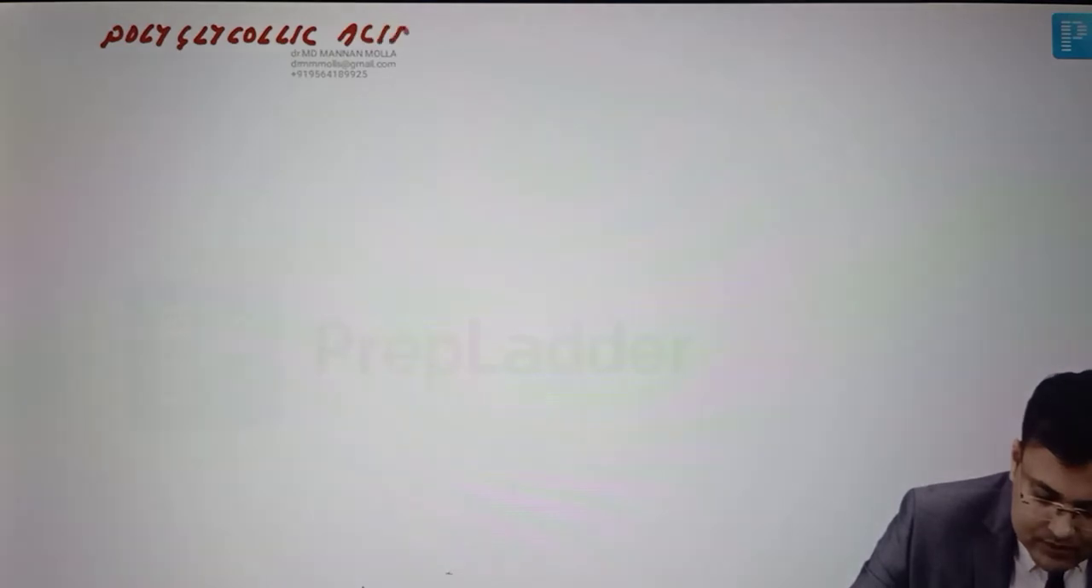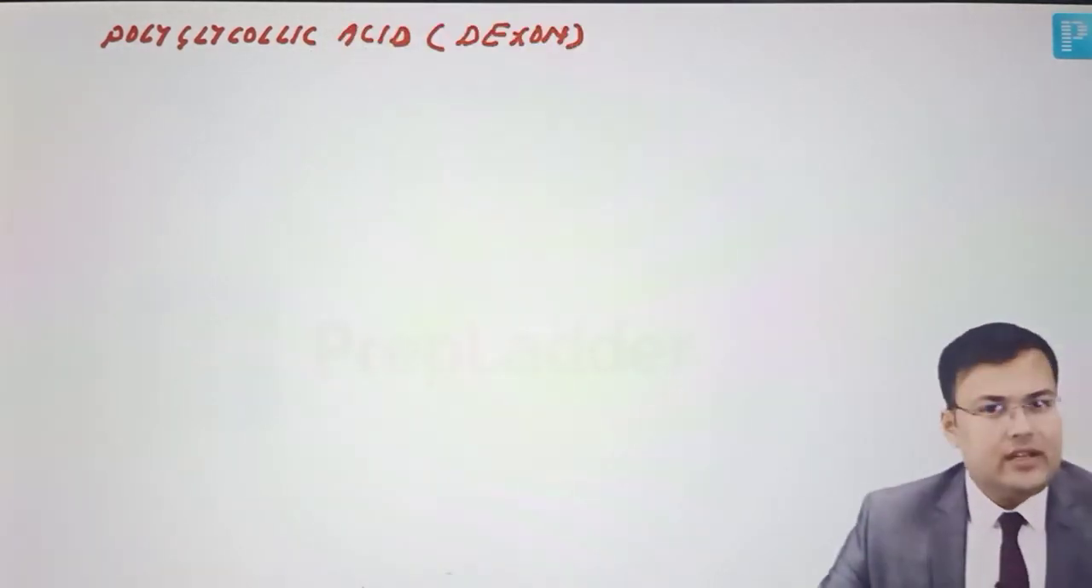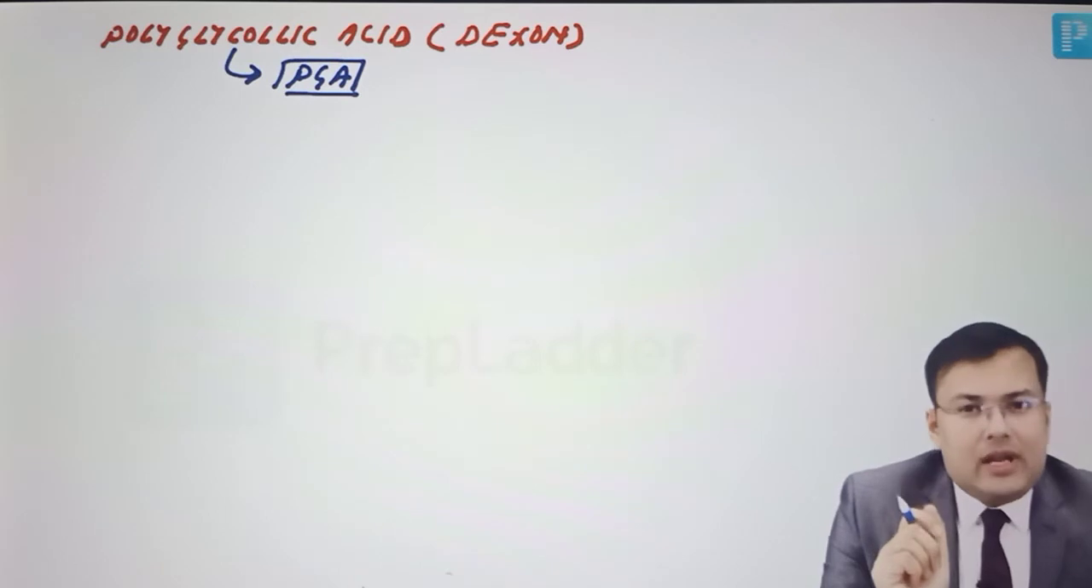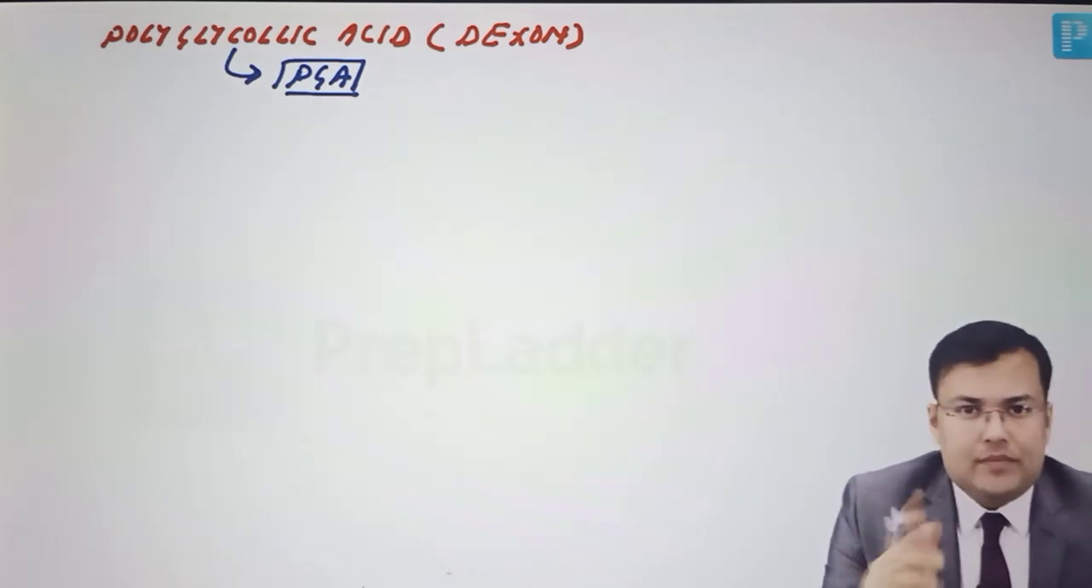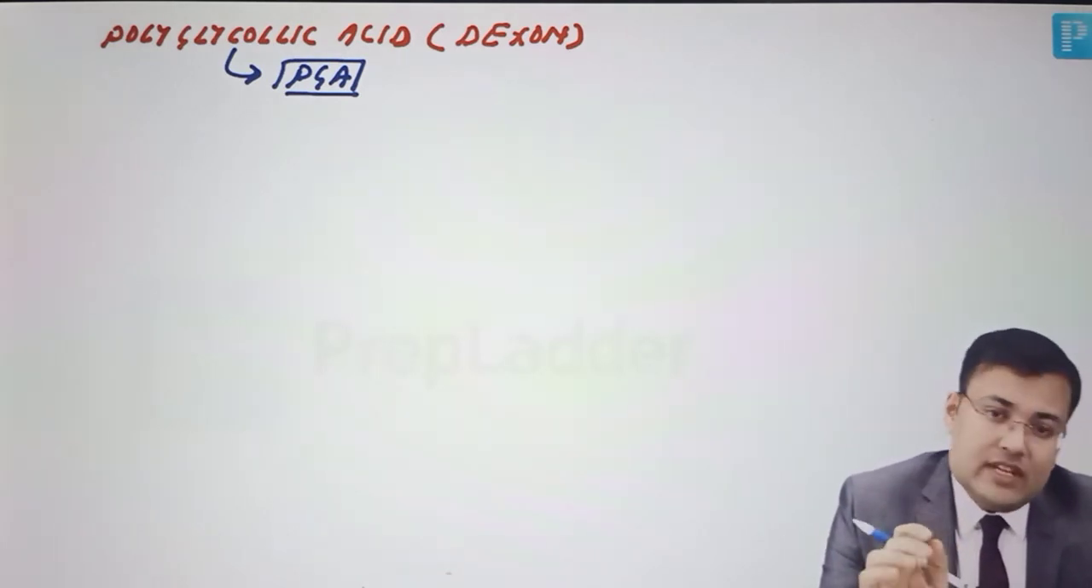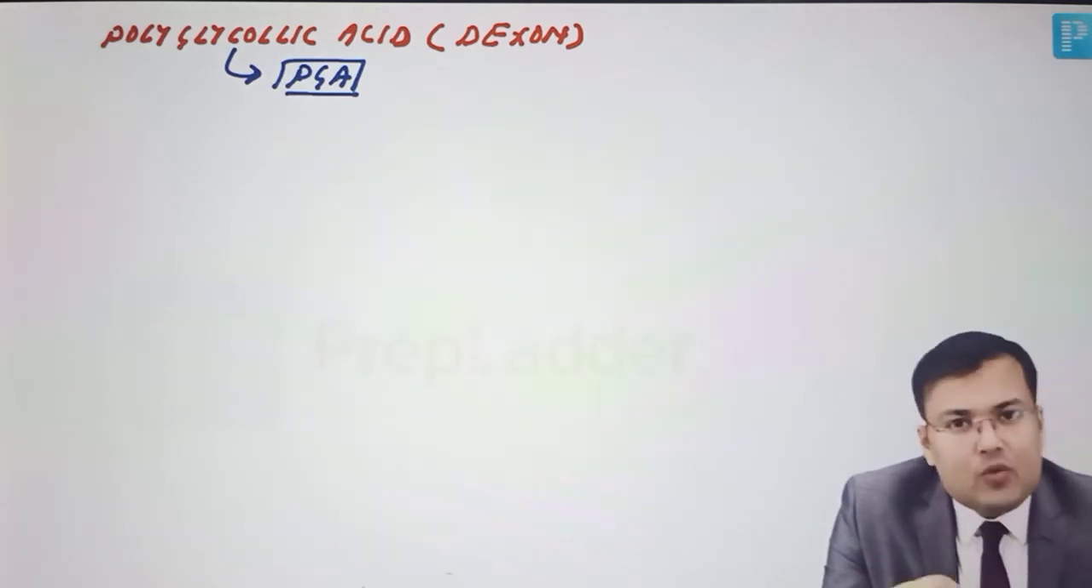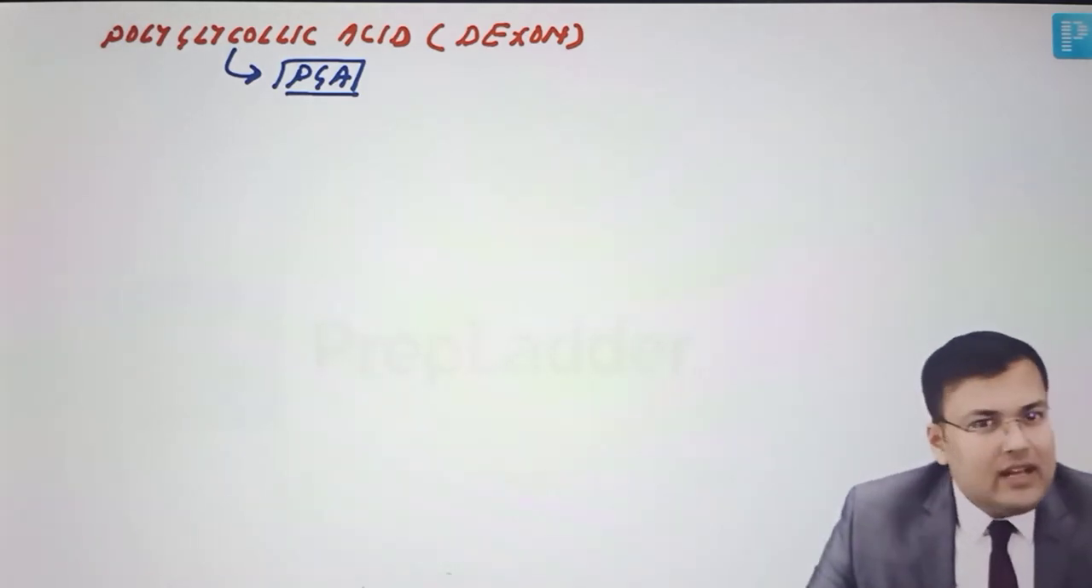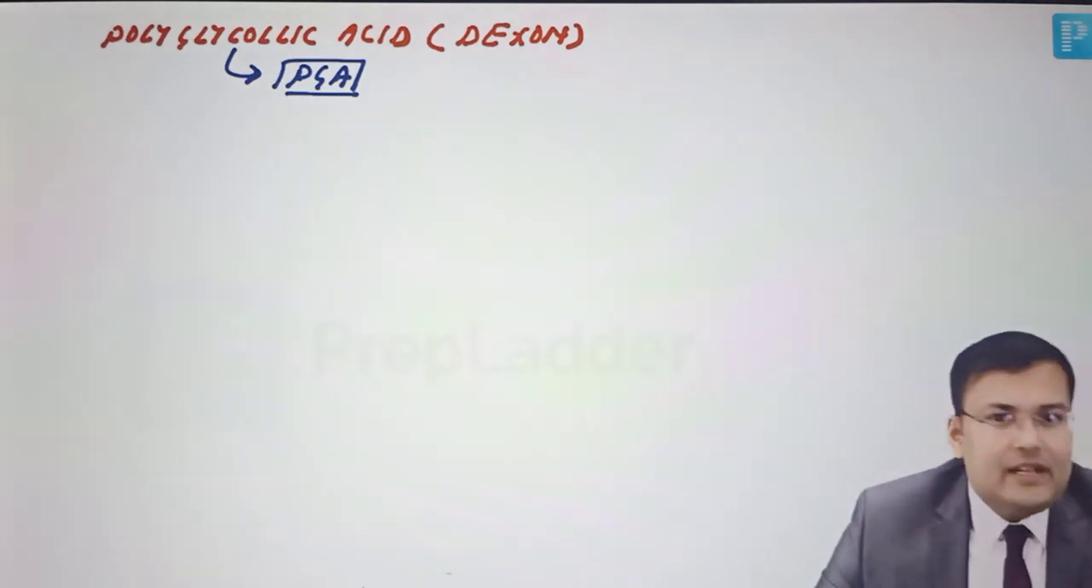Next is polyglycolic acid, also known as Dexon. Clear? So this suture is a polymer of polyglycolic acid, and we discussed that polyglycolic acid is a polyfilament suture. Now the problem: we discussed that in polyfilament sutures there is an increased risk of infection. And what is the big problem with this suture?